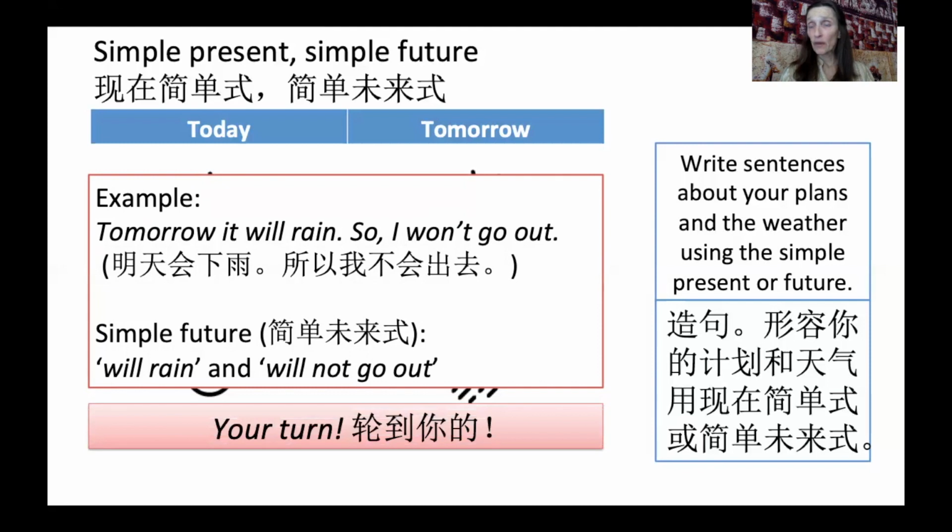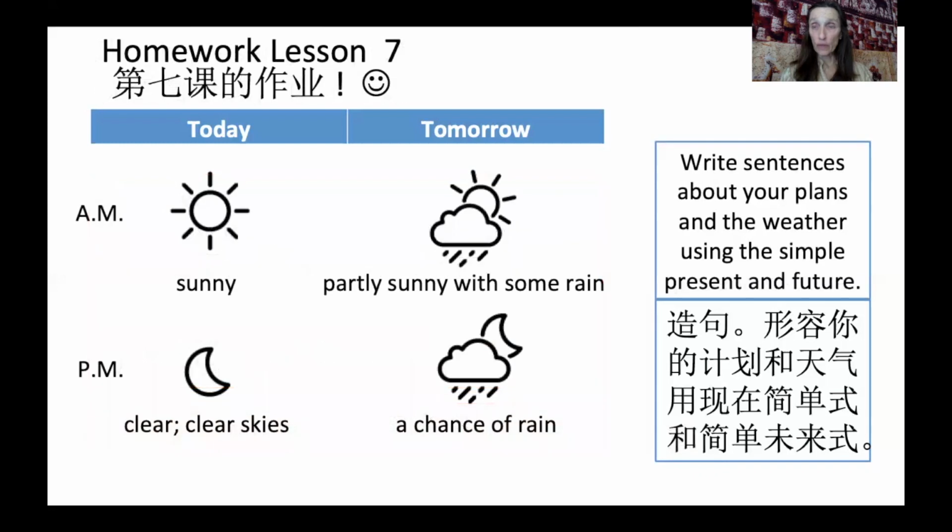Your turn is for homework, write some of these sentences. And next time, you can always send questions through WeChat. And next time we'll look at some more sentences that a person could write with this weather forecast and talking about plans to go places, plans to do things, using simple present and simple future tense.